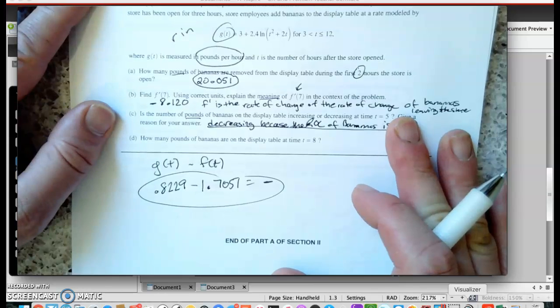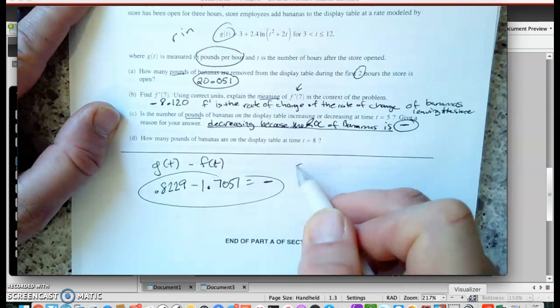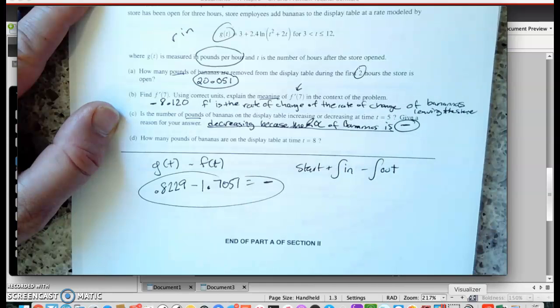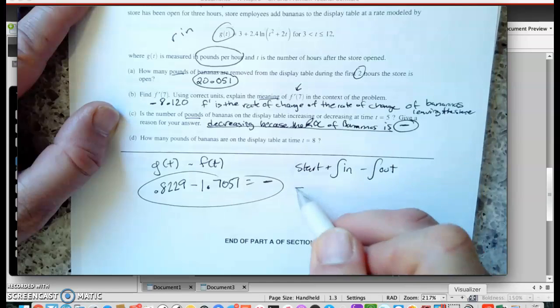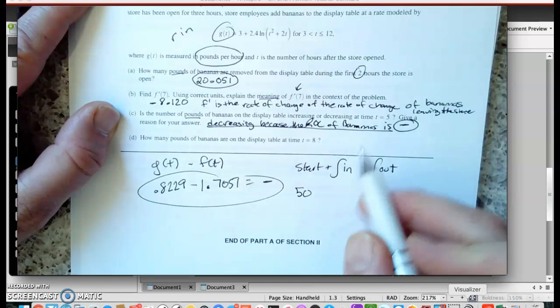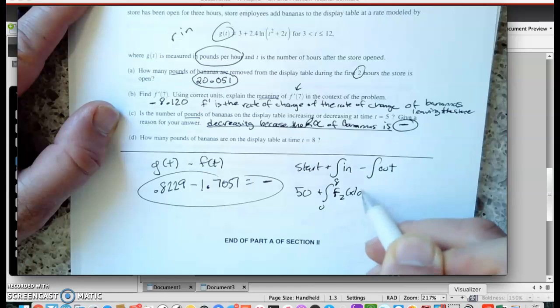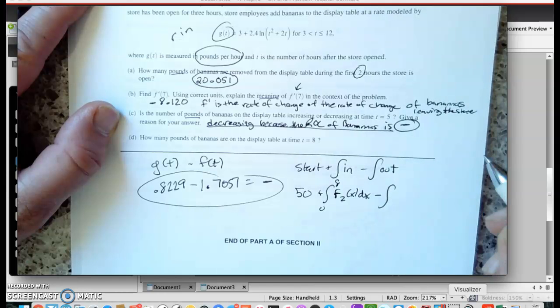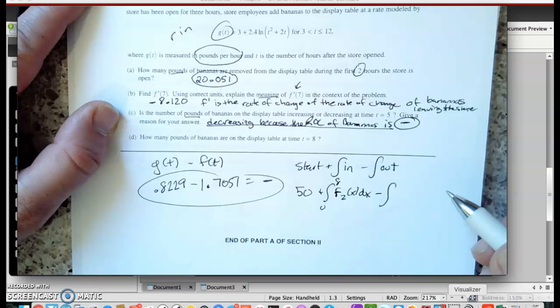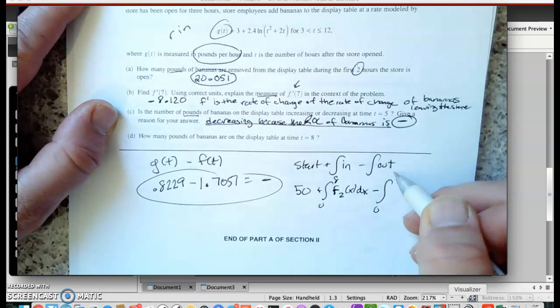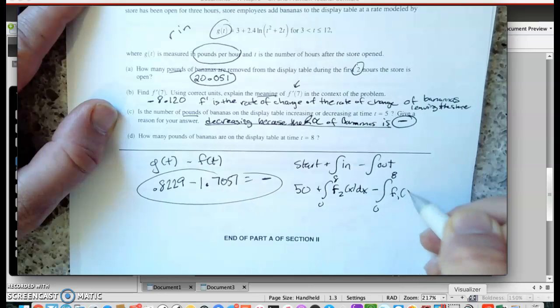And the last part of the problem says how many pounds of bananas are on the display table at time t equals 8. Well, that's going to be a start plus the integral of what's coming in minus the integral of what's going out. And it's at time t equals 8. So we started with 50. So we're going to integrate this function from 0 to 8 of the in, that's f2, minus the integral of what's going out. So that would be from 0 to 8 of f1 of x dx.